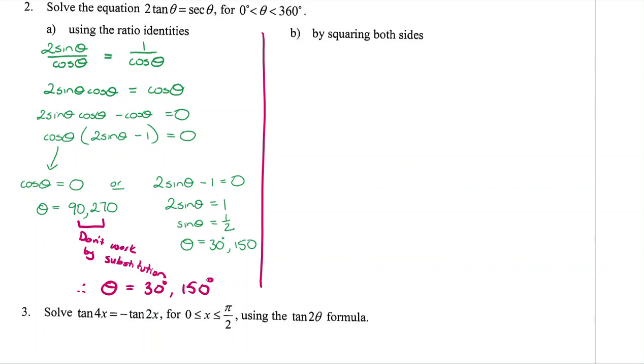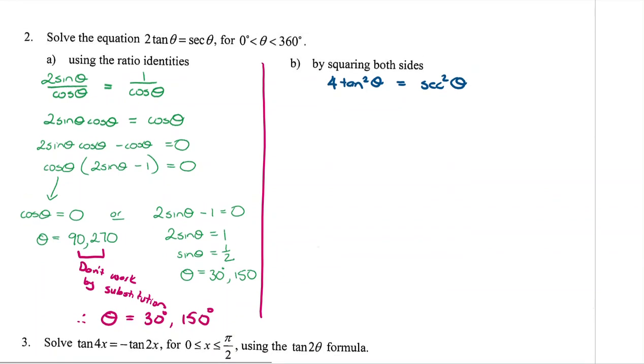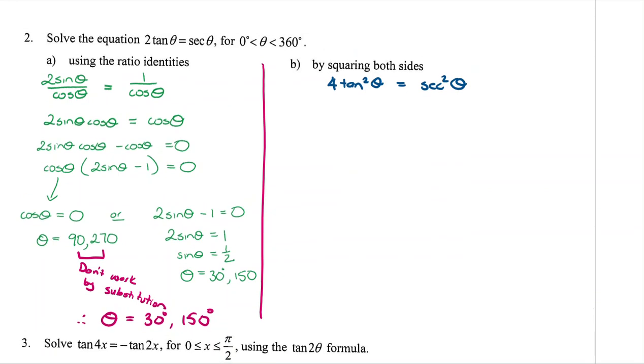We're going to do the same question again, and we're going to get the same solution, I would hope. But we're going to use a different method, which is to square both sides. If I square 2 tan theta, I'm going to get 4 tan squared theta. If I square sec theta, I'm going to get sec squared theta. So as soon as I've made all of my trig functions squared, we now have our Pythagorean identities that we can use.